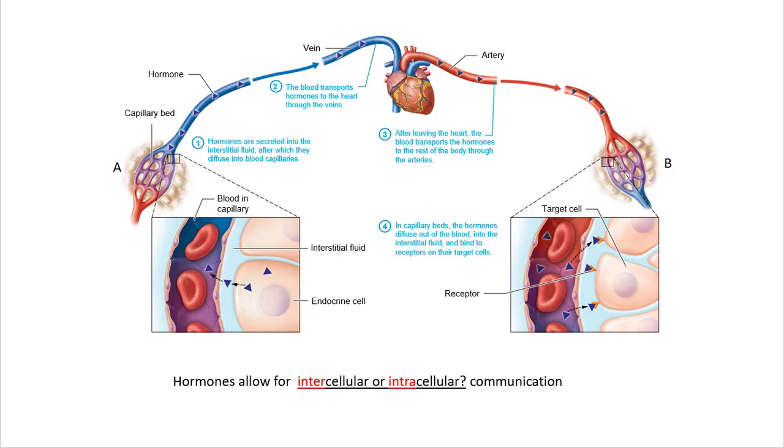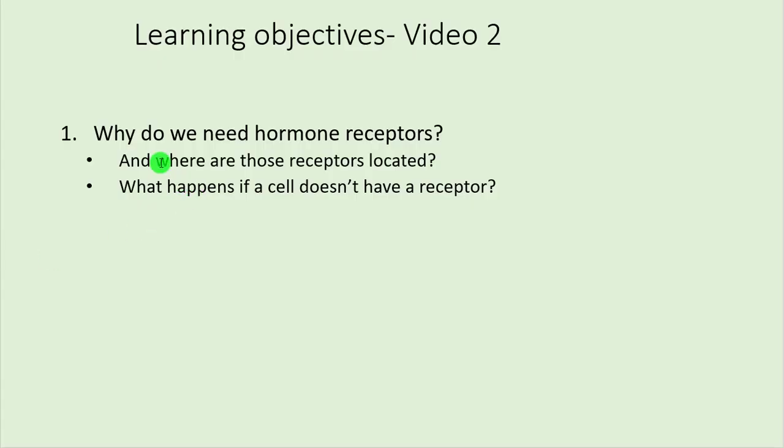The only thing I really need you to know are two things. First, these receptors are made out of proteins. So there you have it, they're made out of proteins. The second thing is the location of these receptors. So where are these receptors located?